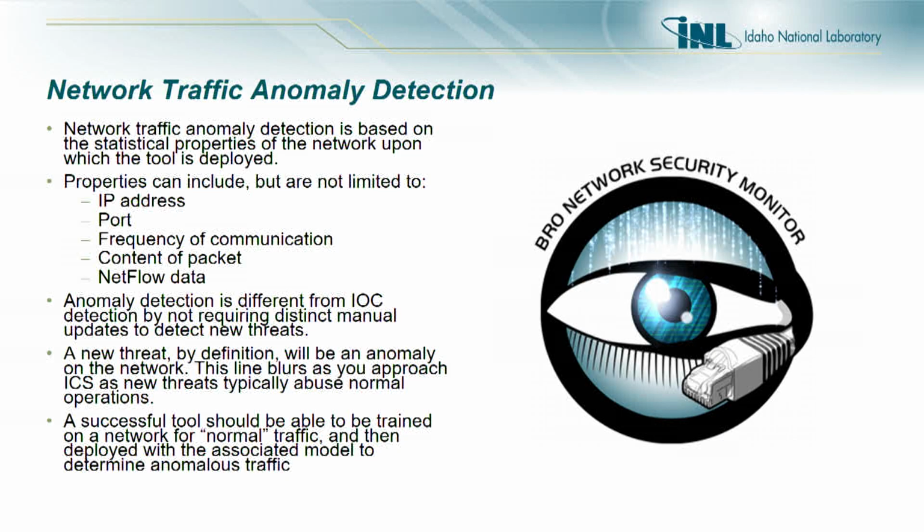Moving on to network traffic anomaly detection, this is based upon the statistical properties of the network that you deploy it on. Some of these properties can include IP addresses, ports, frequency of communication, and NetFlow data. Anomaly detection is different from indicator of compromise detection by not requiring distinct manual updates to find new threats. A new threat by definition is an anomaly on the network. Now this line blurs a little bit in ICS because new threats typically utilize normal operation, but you can start looking at things like temporal references to determine what is an anomaly.